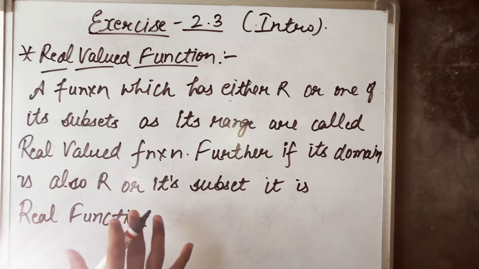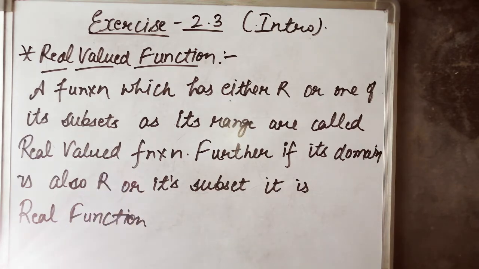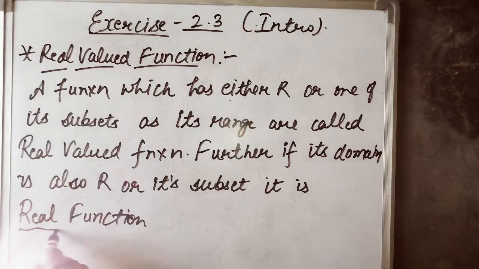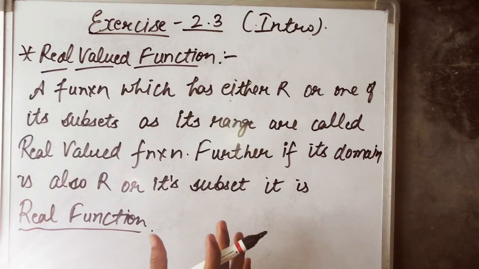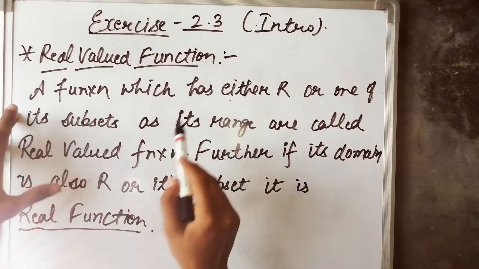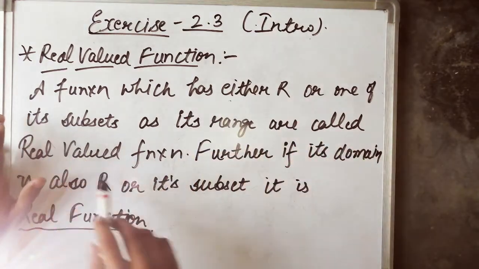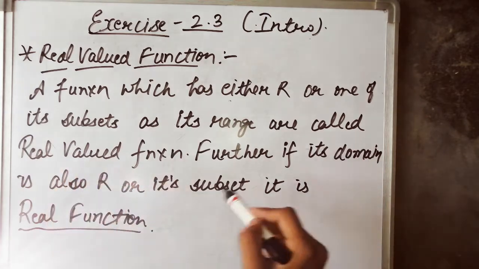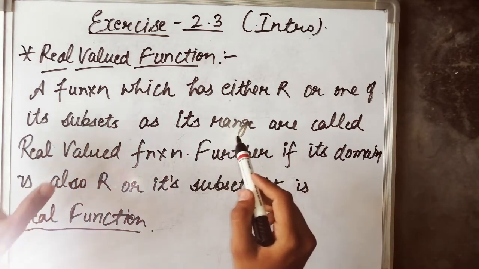Now we have two distinct definitions which are interlinked with each other. The first one is real valued function and the other one is real function. These are the two definitions which we have covered. So let's see what the real valued function says. A function which has either R or one of its subsets as its range is called a real valued function. Now let's see what this means.